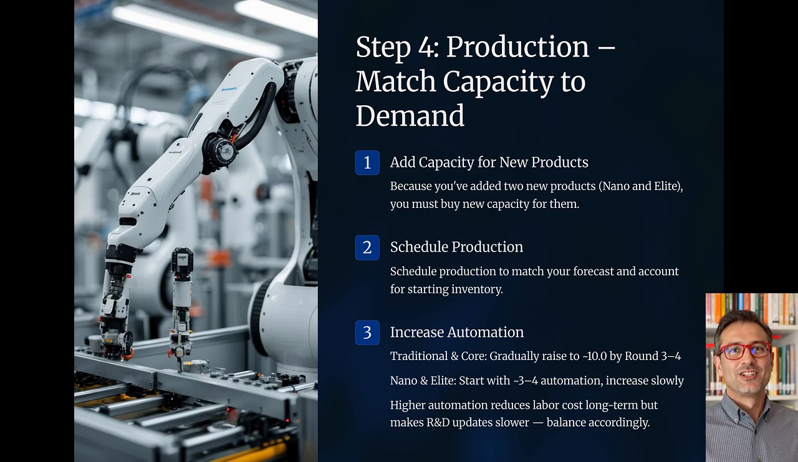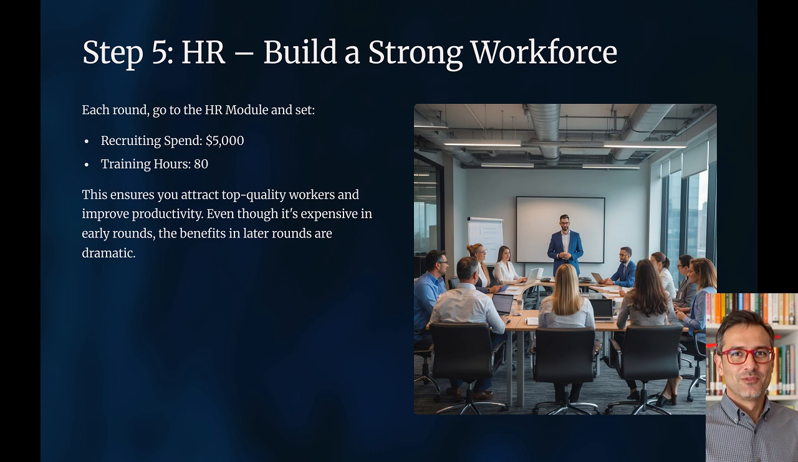Step 5. HR. Build a strong workforce each round. Go to the HR module and set recruiting spend $5,000, training hours 80. This ensures you attract top quality workers and improve productivity. Even though it's expensive in early rounds, the benefits in later rounds are dramatic.